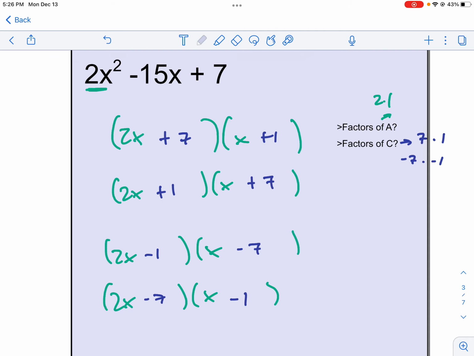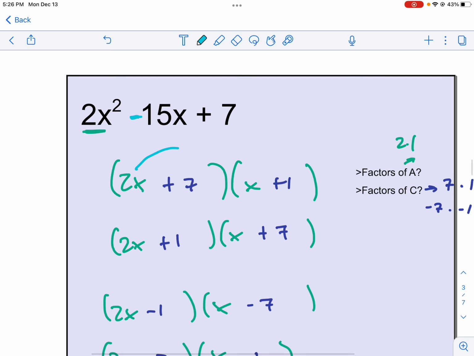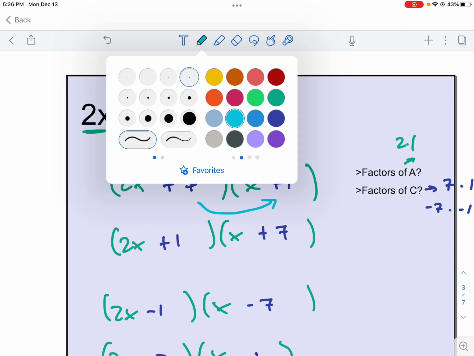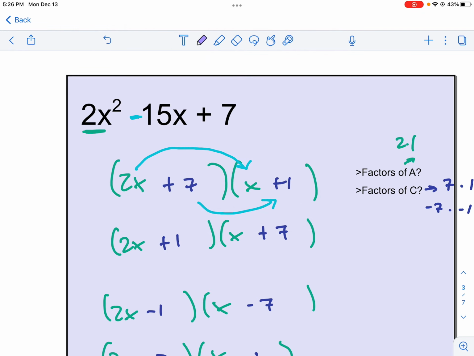If I really need a 2x squared, that would come here. And a positive 7, that would come from any of these last connections. So from here, we're going to guess and check to find out which is the correct one. And that's going to be our answer. One thing to notice about this problem, I've got a negative 15x. So these first two are probably going to be no good because those inside terms are going to be positive numbers only.